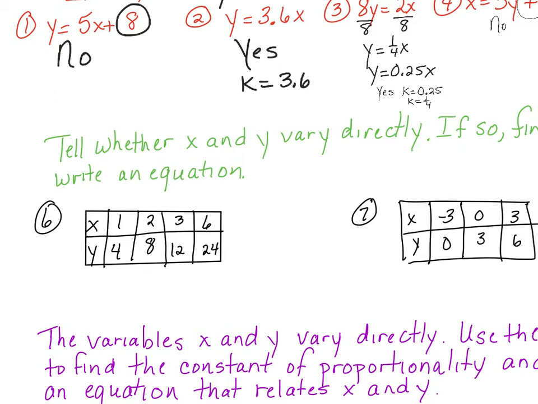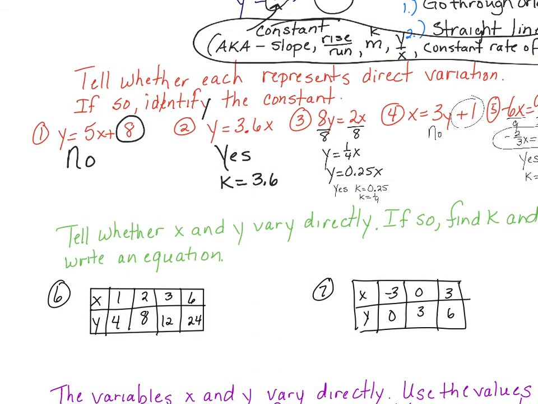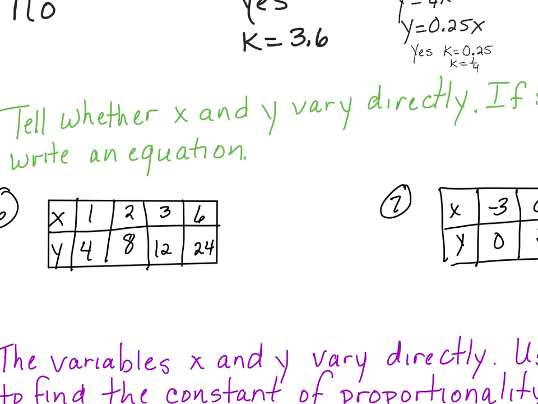Which one of those? Camden? Constant rate of change. Okay, which is also known as? Which one of those? Can we do rise over run? Can we do y over x? Let's use y over x. So test these. See if y over x is the same every single time.